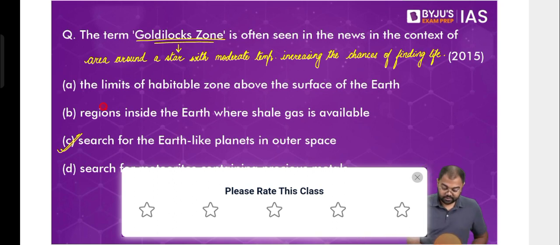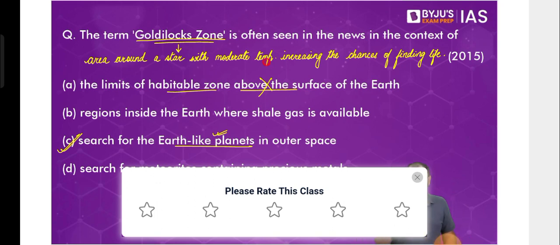All right. So first is the limit of the habitable zone. Habitable zone is fine, but not above the surface of the Earth. It's anywhere in the universe. Then regions inside the Earth where shale gas is available, nothing to do with it. Search for Earth-like planets in outer space. So that's why, because we are looking for that habitable zone. Search for meteorites containing precious metals, nothing to do with any meteorites. So this is the search for Earth-like planets in outer space where we are looking for moderate temperatures, where chances of finding life are high.